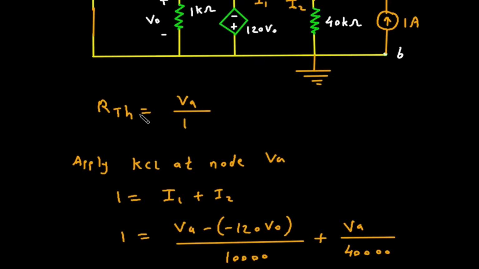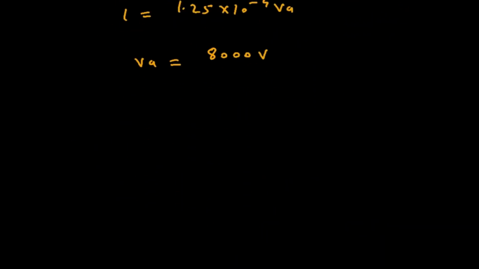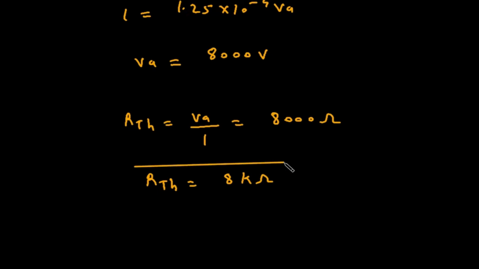From this, RTH is equal to VA by 1. So this is equal to 8,000 by 1. So 8,000 ohm is the value of RTH. So it is 8 kilo ohm. Next we have to find the value of VTH.